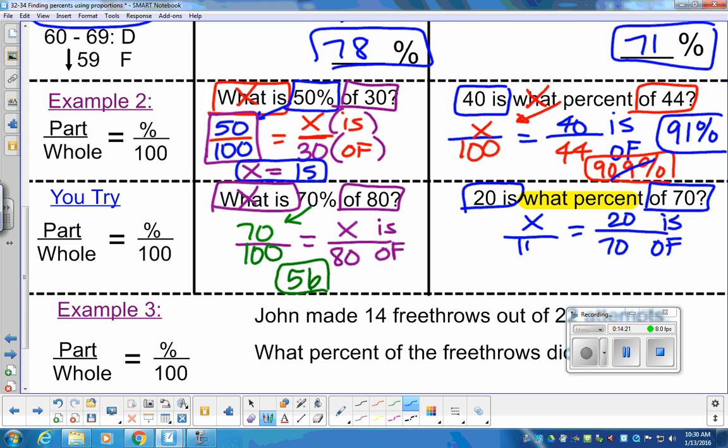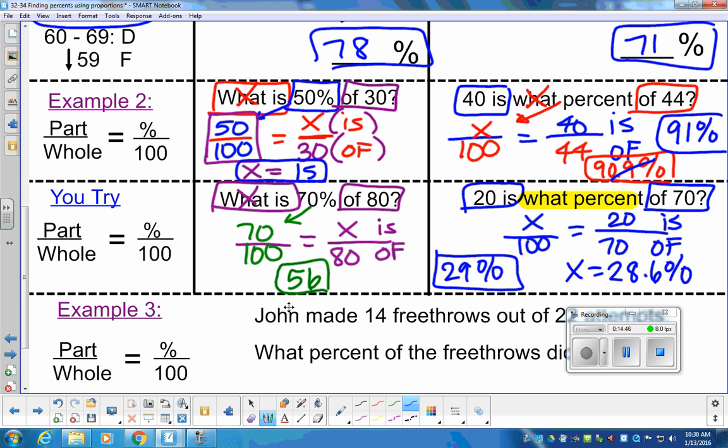Percent is out of 100. What percent? Taking cross products and solving. Rounding to the nearest whole number. I'm coming up with an answer of 28.6%. When we round to the nearest whole number, that becomes 29%.